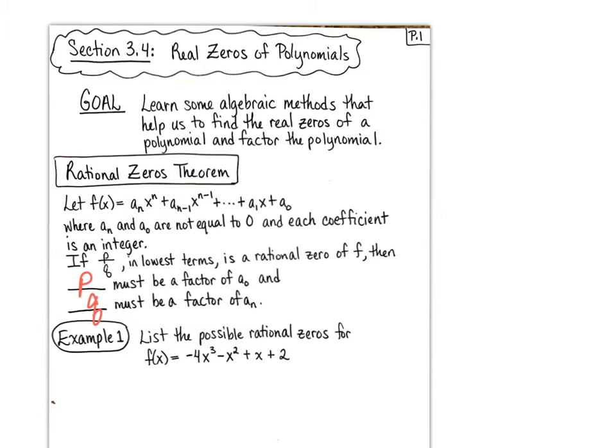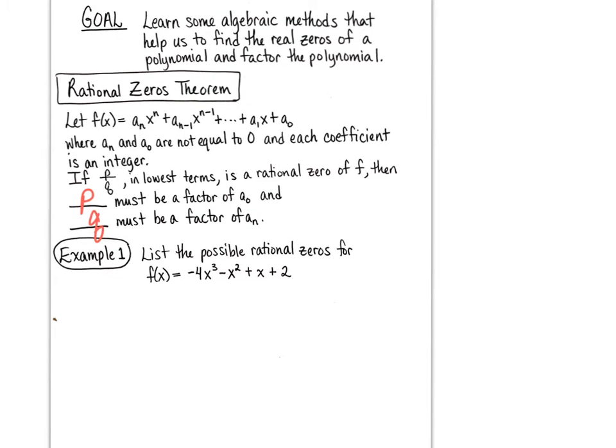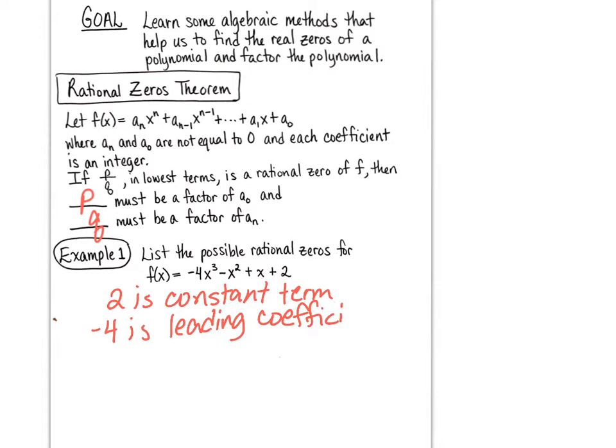All right, so let's list the possible rational zeros for the polynomial f of x equals negative 4x cubed minus x squared plus x plus 2. What is your constant term here? 2. Very good. 2 is our constant term. What's your leading coefficient? Good. Negative 4 is the leading coefficient. What are the factors of 2? Plus or minus 1 and plus or minus 2.